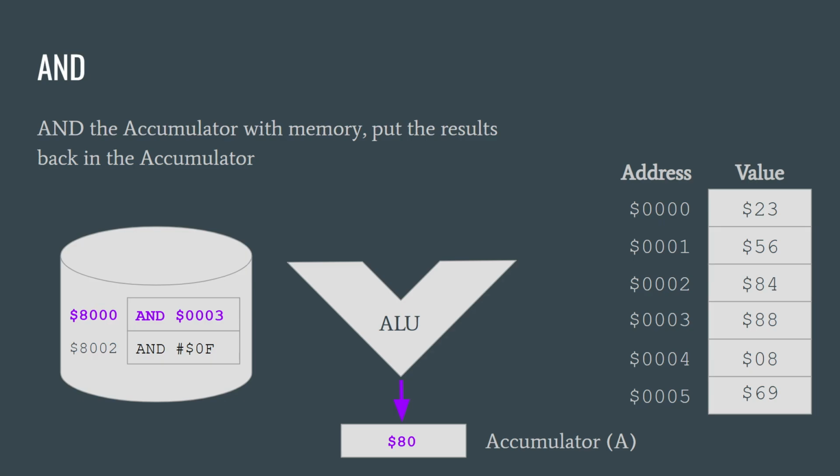But this is the way the AND instruction works. It takes the accumulator value, ANDs it with a RAM value, and puts the result into the accumulator. The second type of AND instruction that I have down below, you can also do this. Instead of using a RAM location, you can use a literal value. So this second instruction here would AND this literal value with the accumulator and store the result back into the accumulator.